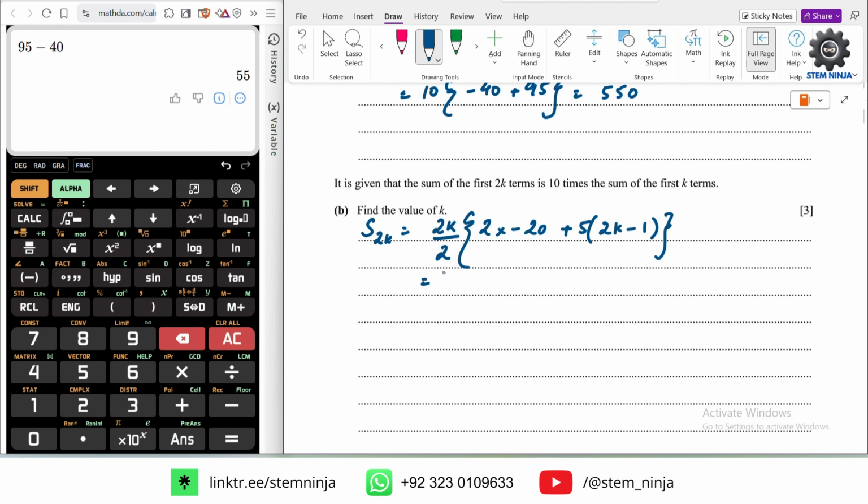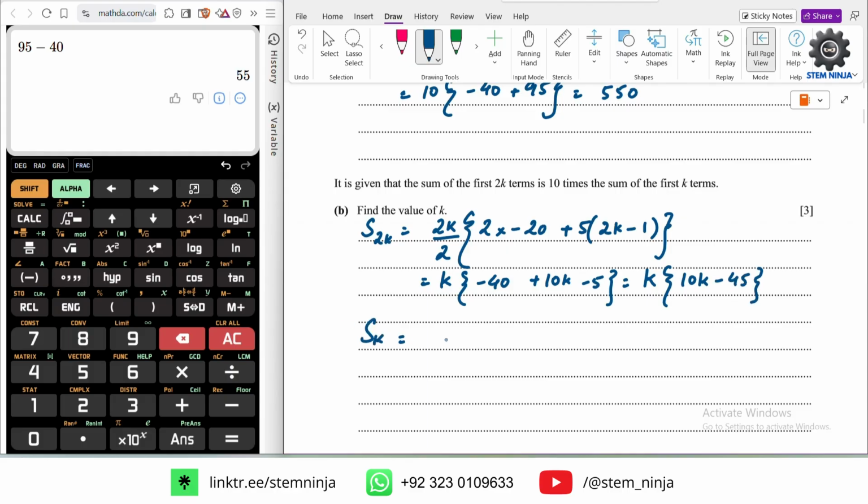So let's further simplify this. So k, minus 40 plus 10k minus 5. So this is k times by 10k minus 45. Right, okay.